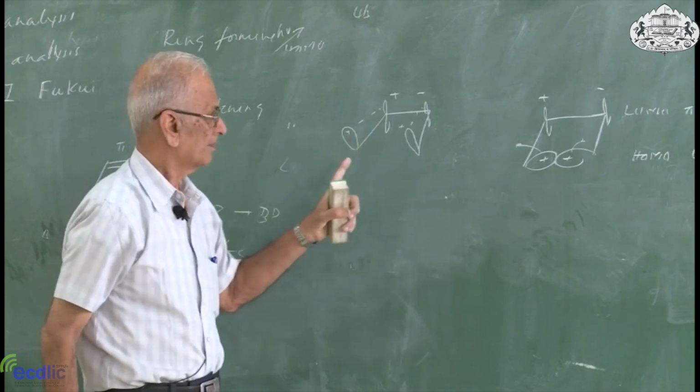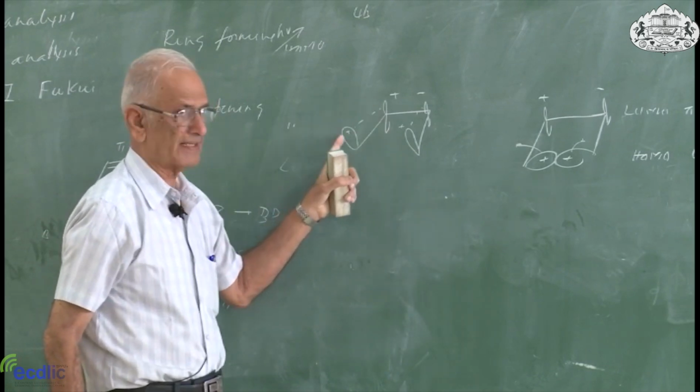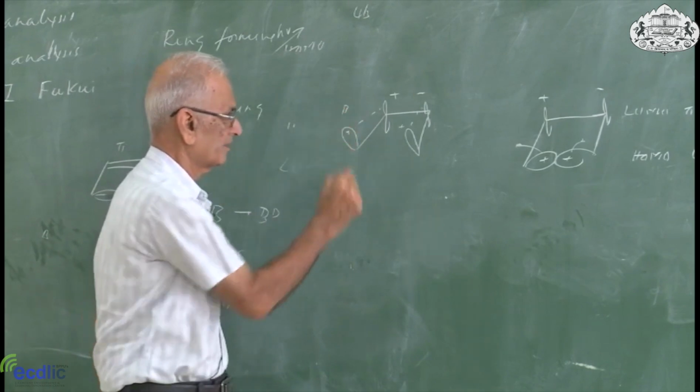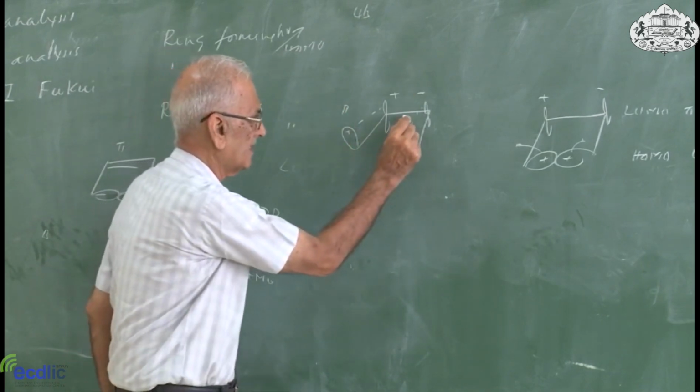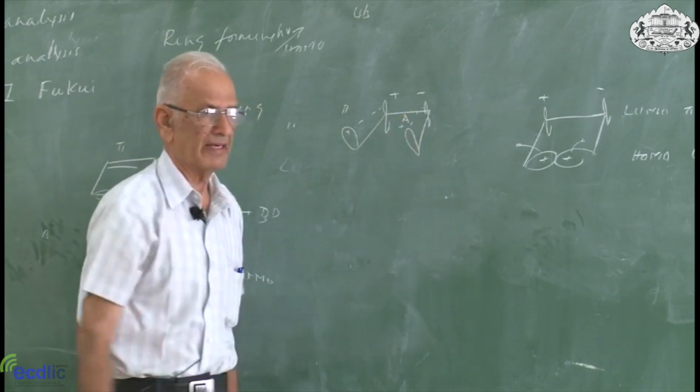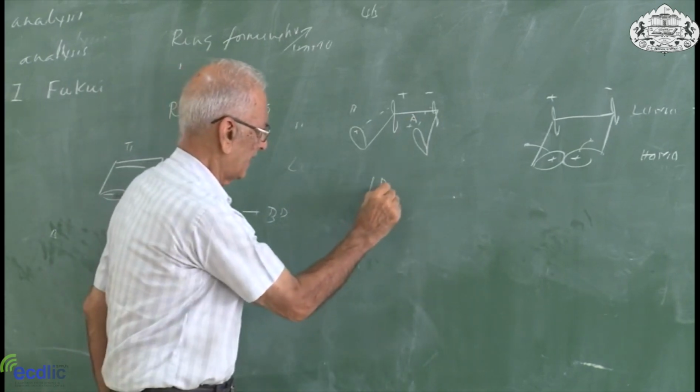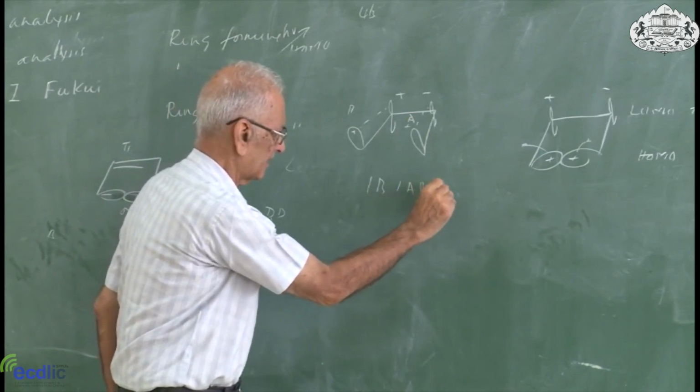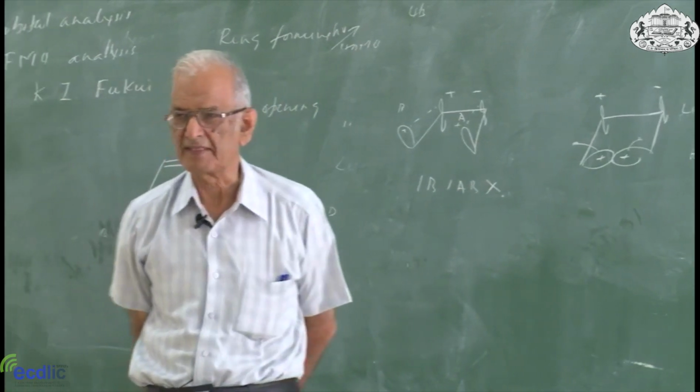All right. What type of bond is this? Plus and plus. This is bonding. What type of bond is this? This is anti-bonding. One bonding, one anti-bonding. Therefore, disallowed.